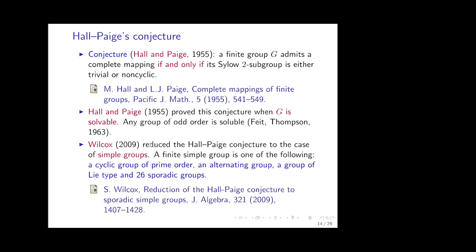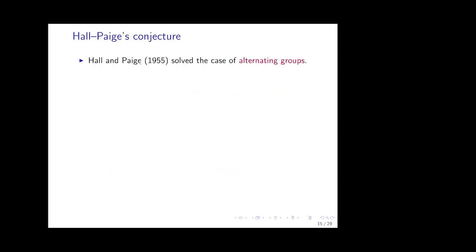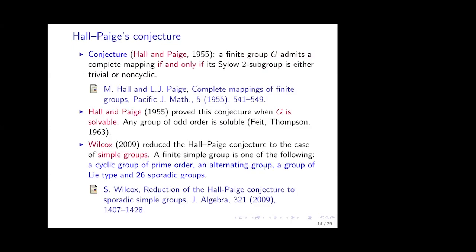And Wilcox reduced the Hall-Paige conjecture to the case of simple groups. We know that a finite simple group is one of the following: a cyclic group of prime order. So it's solved because it is an odd number. An alternating group. In the same paper, Hall and Paige solved the case of alternating groups. And a group of Lie type and 26 sporadic groups.